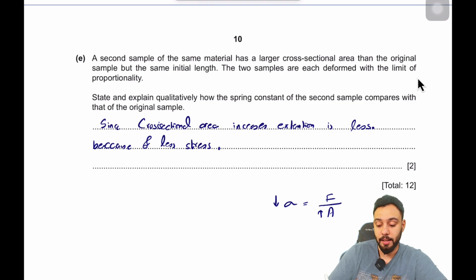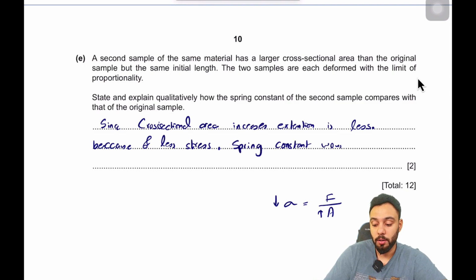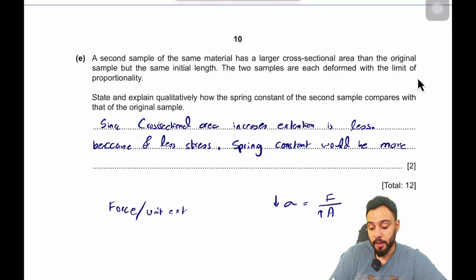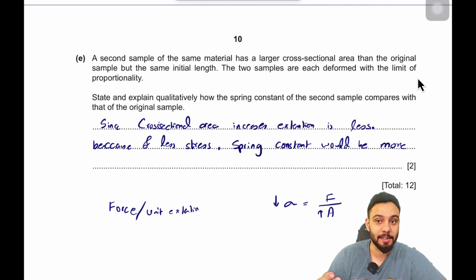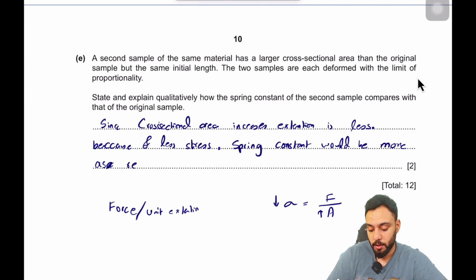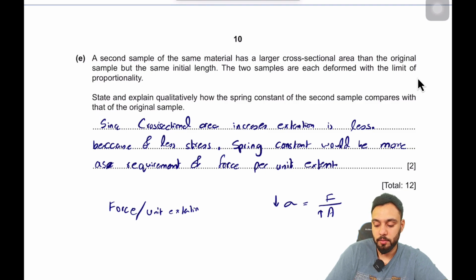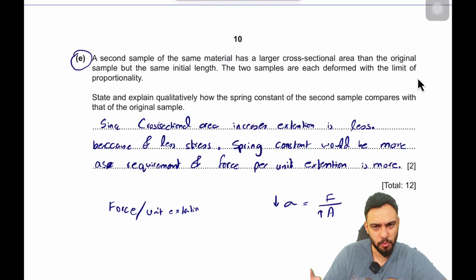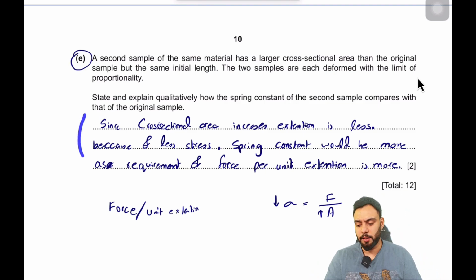And lastly, you can state that spring constant would be more, because the spring constant is force per unit extension. So force per unit extension, definitely more force would be required in order to extend it. So spring constant would be more as requirement of force is more. I've written it a little bit detailed. Yeah, you can refer to the mark scheme to formulate another answer if you wish, but that's what I think is going to be the correct answer.